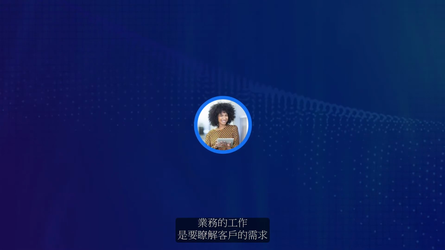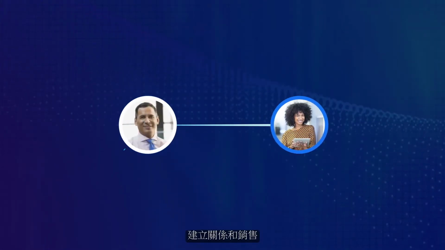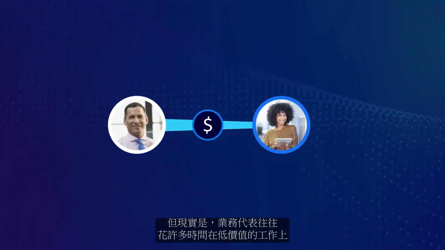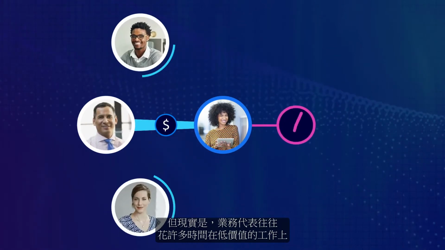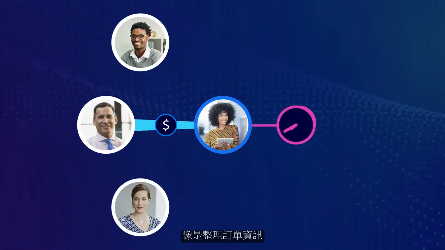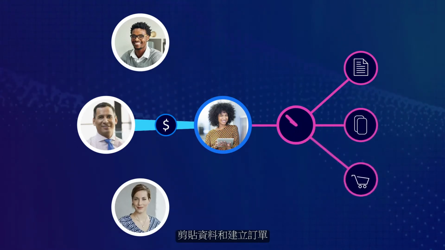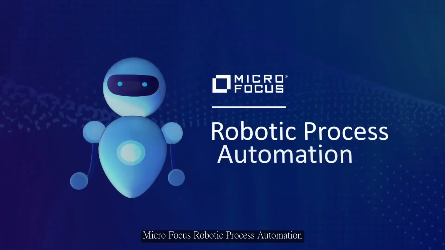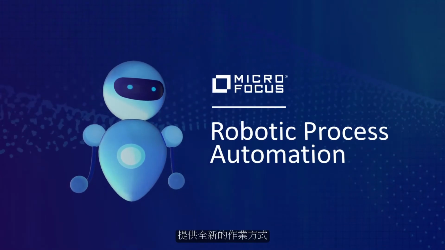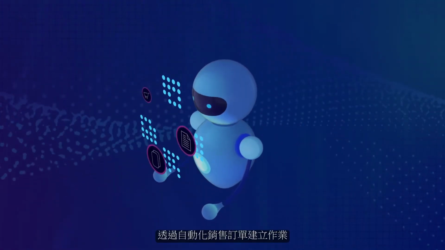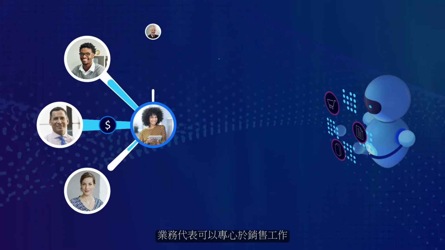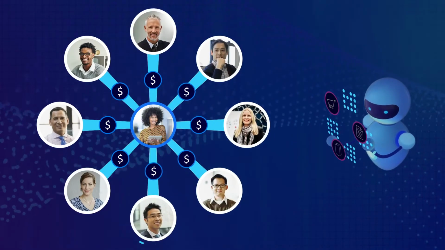The job of sales is to understand customer needs, build relationships, and sell. But the reality is that sales reps spend a lot of time on low-value tasks, like compiling order information, copying and pasting data, and creating orders. Micro Focus Robotic Process Automation offers a new way of doing things by automating the creation of sales orders, so sales reps can focus on selling.